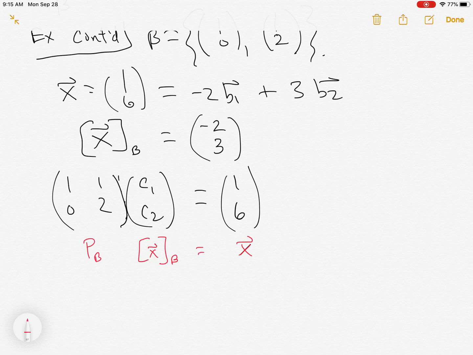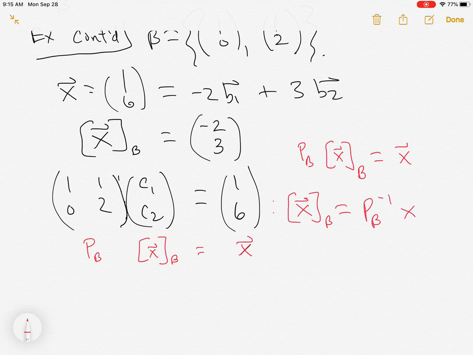And this is a matrix equation. So it's P sub B times the coordinate vector equals the vector in question. So P is a coordinate change matrix. And if we want to go the other way, using left multiplication, and that's important here, if you wanted to find x, you would take the inverse of P, multiplied on the left, because it's on the left here. Remember, multiplication is not commutative.